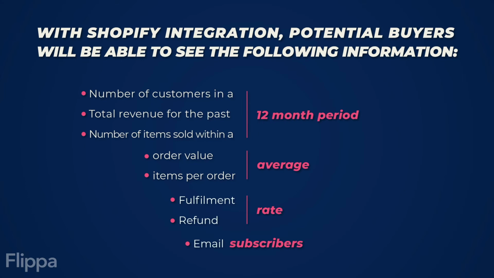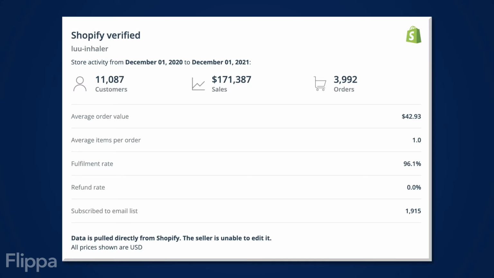With the Shopify integration, potential buyers will be able to see the following information on your listing: number of customers for the 12-month period, total revenue for the past 12 months, number of items sold within the 12-month period, average order value, average items per order, fulfillment rate, refund rate, and email subscribers. The more data for your listing, the better.